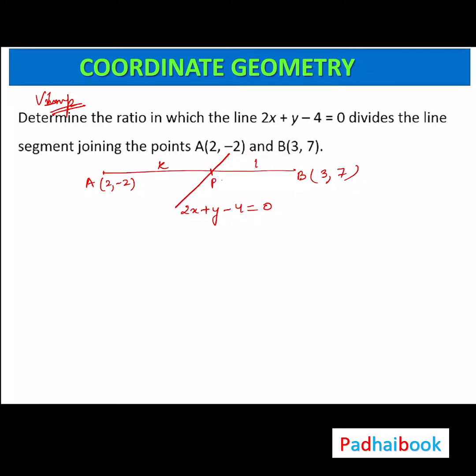And this point is P, which is (x, y). And this point P lies on the line 2x + y - 4 = 0. So what I will do is find the coordinates of the point x and y and put them in this equation 2x + y - 4 = 0. So first step, let's find x, y. This will be (3k + 2)/(k + 1), and here it will be (7k - 2)/(k + 1).